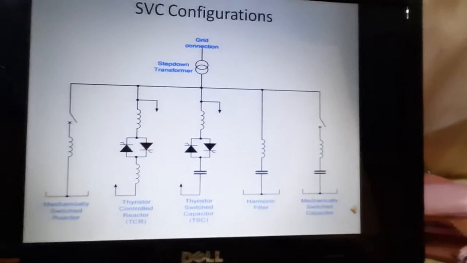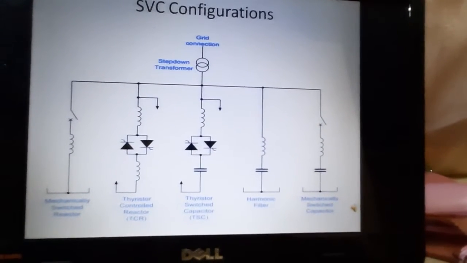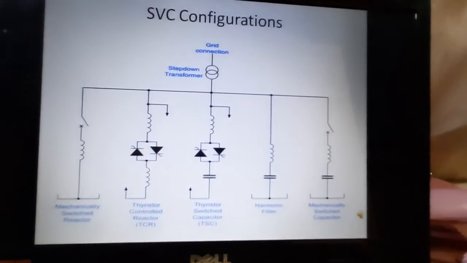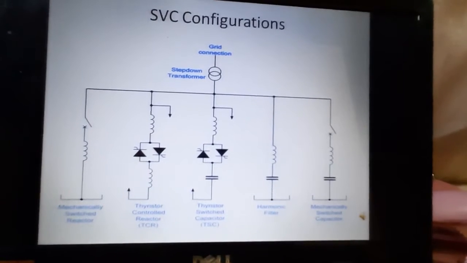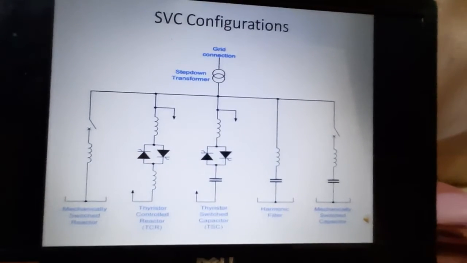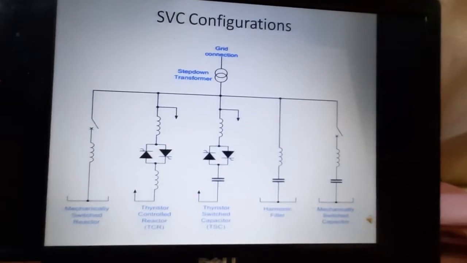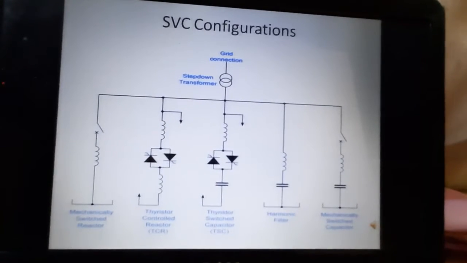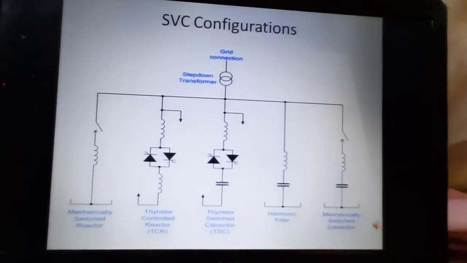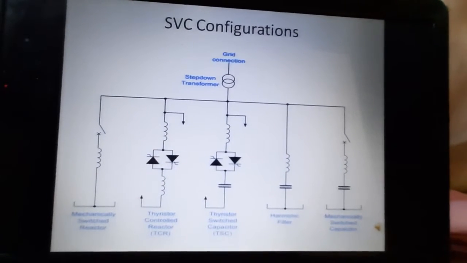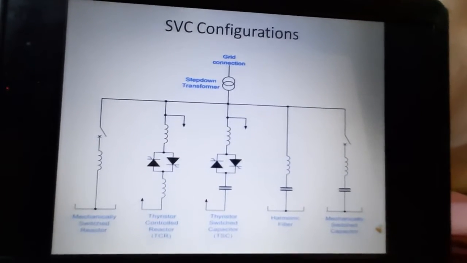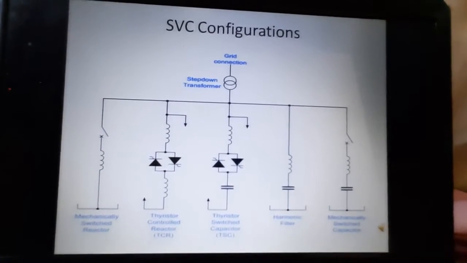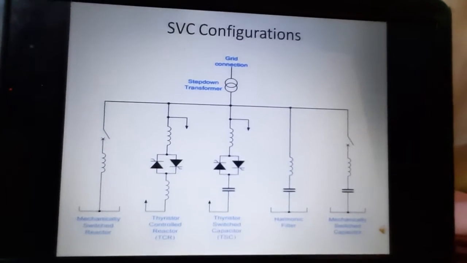These were the traditional compensation methods used in the past. After the invention of the thyristor and its use in the power system, that is, its ability to handle high power system networks, compensation became based on thyristors. So the next two SVCs that came into the picture are the thyristor controlled reactor, that is TCR, or thyristor switched capacitor, TSC.